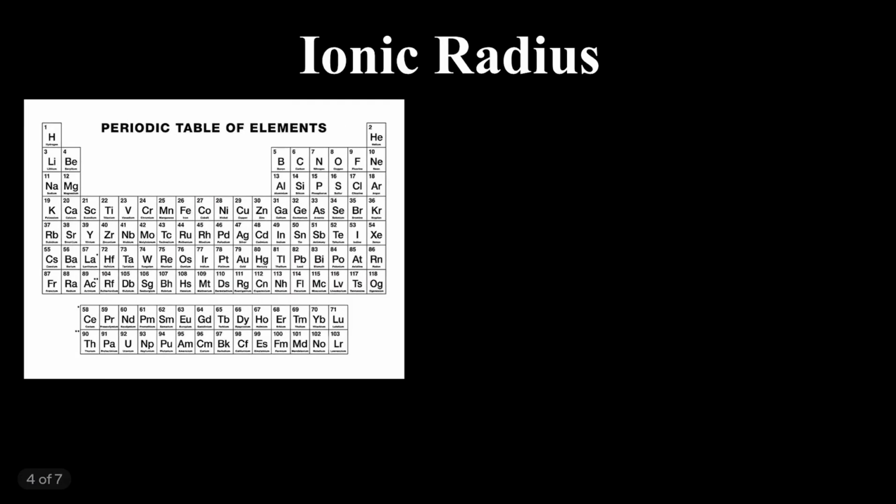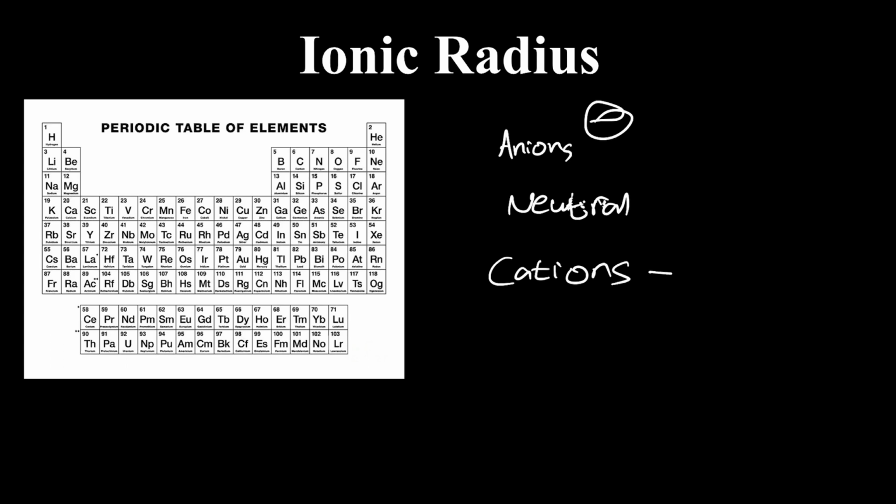So now I'm going to go on to ionic radius. Ionic radius is a bit relative. All you have to know is you've got anions, you've got a neutral atom, and, sorry, the noise, you've got cations, alright? Anions have a negative charge, cations have a positive charge, and neutral is just neutral. So let's just say we're talking about an element of sodium. So you've got sodium minus, sodium plus.